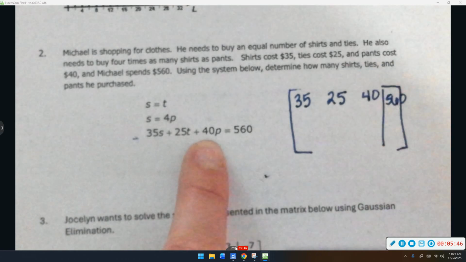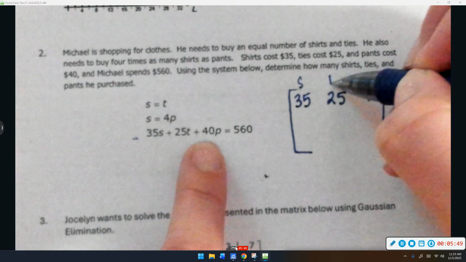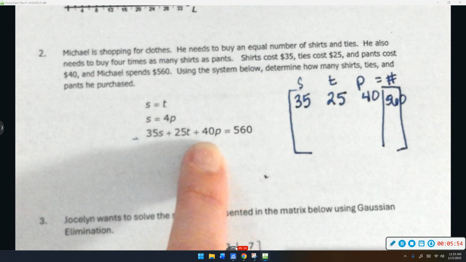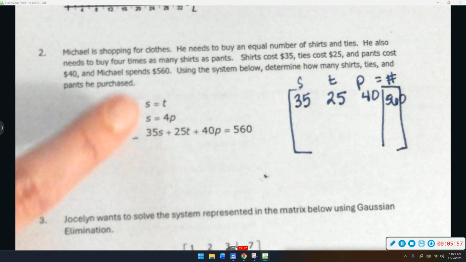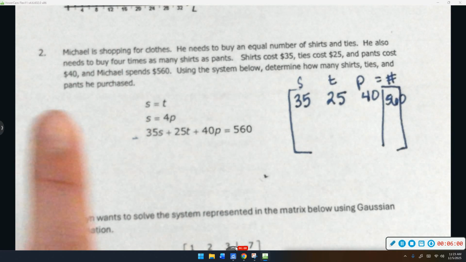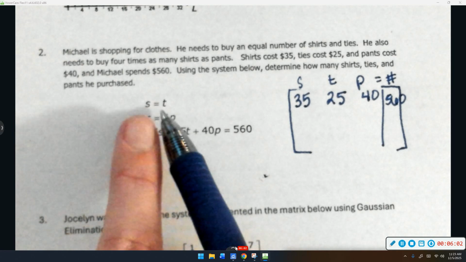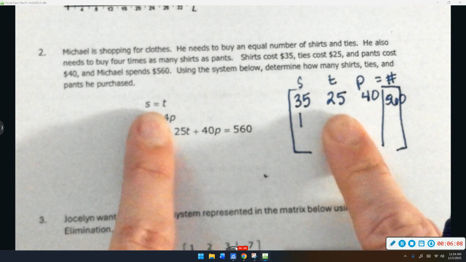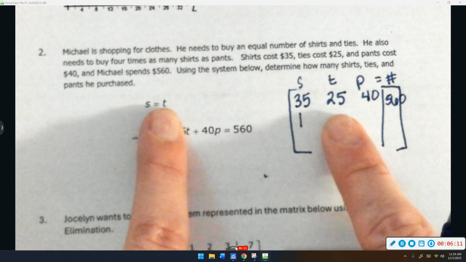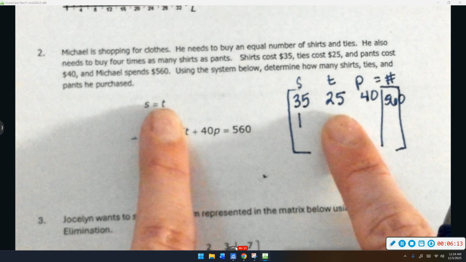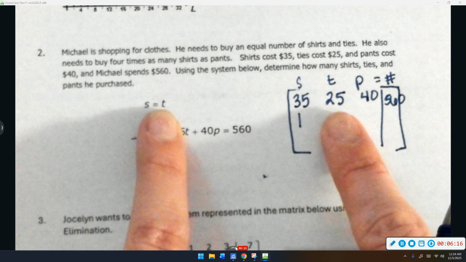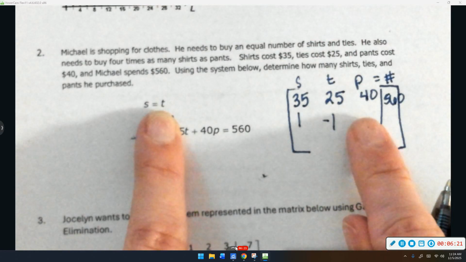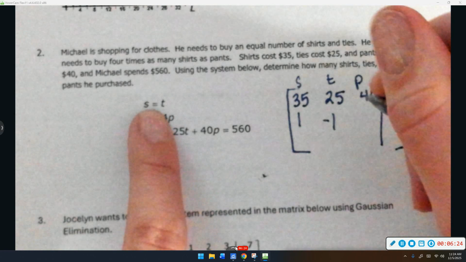So it looks like I have S, T, P, equal sign, and then our constant number on that side. Okay, so I've got 2 other equations that I have to make work. So remember, I'm putting just the coefficient. So for S, my coefficient is 1. For T, I got T, but it's on the wrong side of the equal sign. So if it moves, it'll be negative, right? Remember this? So I'll put -1 for T.